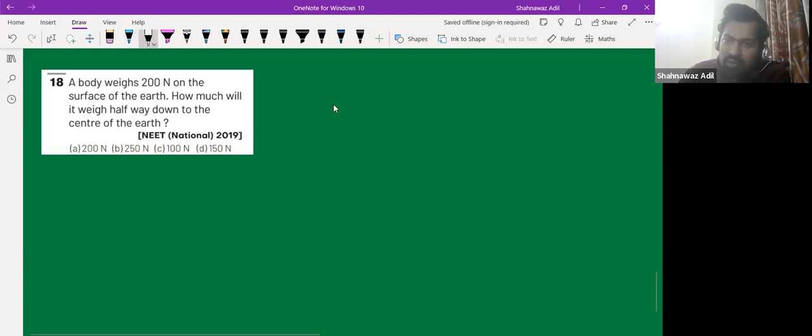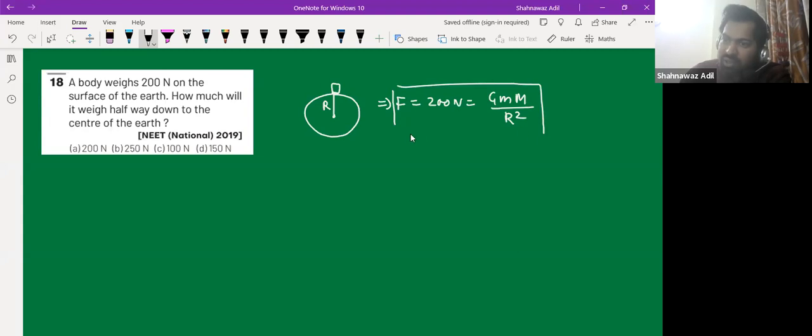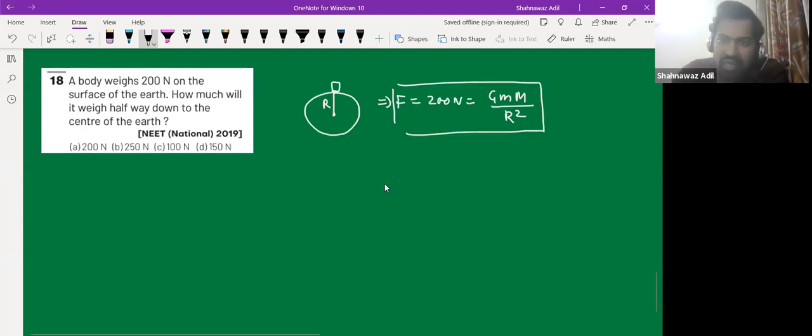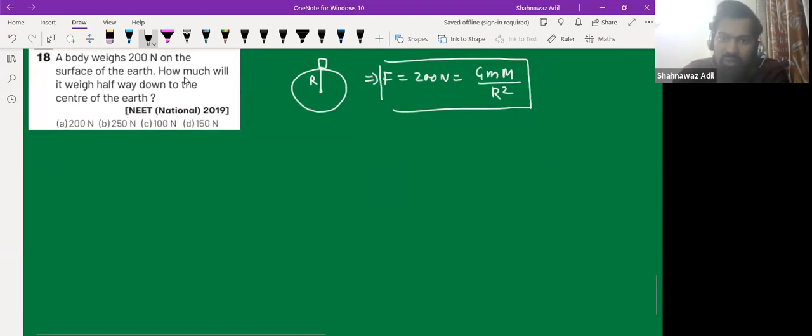And yeah, so at the surface of the Earth again, this is 200 Newton, right? And let us directly write that this is what? This is G M, mass of the Earth, divided by r square. So this is the value which is given. Now we want to calculate how much it will be halfway down to the center of the Earth.